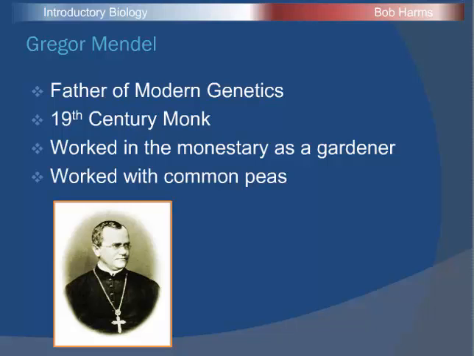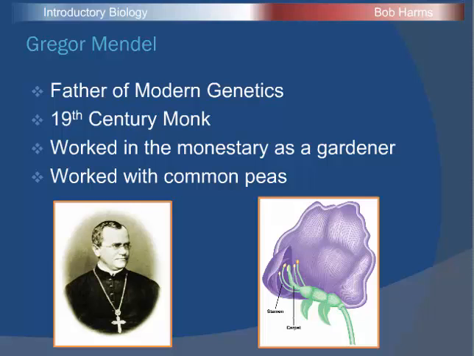And in particular, his study organism was garden peas. And so kind of common peas that he was growing in his garden, he started to manipulate and to utilize for his experiments. And here we're going to see a common flower of a garden pea, and they make an excellent experimental organism because they're easy to manipulate and easy to cross.